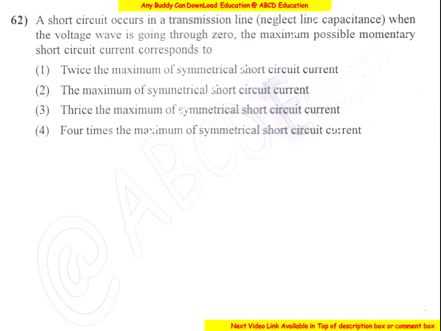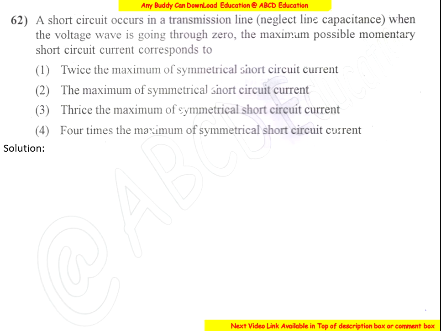Now come to question number 62. A short circuit occurs in a transmission line, next to the line capacitance. Okay, when the voltage wave is going through zero, the maximum possible momentary short circuit current corresponds to, this is a simple question, but the concept is very important.